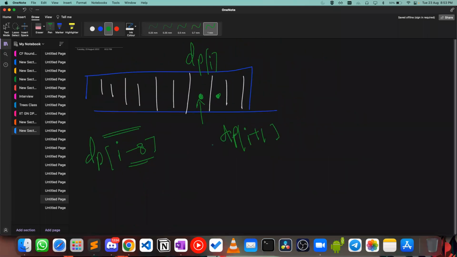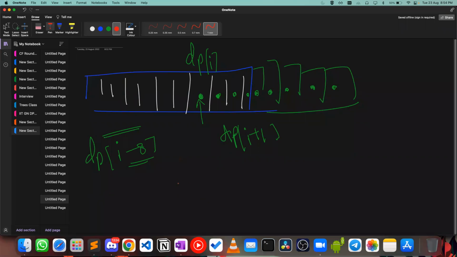So would it be a correct thing to say that all my states starting from DP of I, all these suffix states, will never be dependent upon DP of I minus 8? That's a correct statement, right? That all these states will never be dependent upon DP of I minus 8. So tell me one thing. Do I need to store that DP of I minus 8 or can I release that memory?